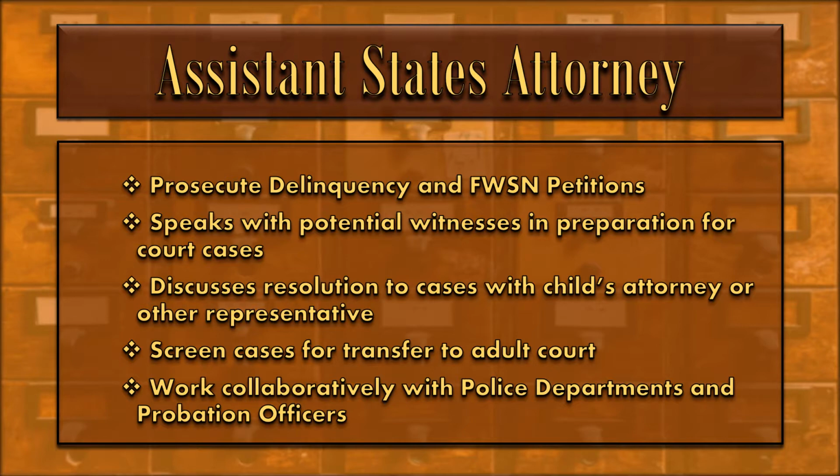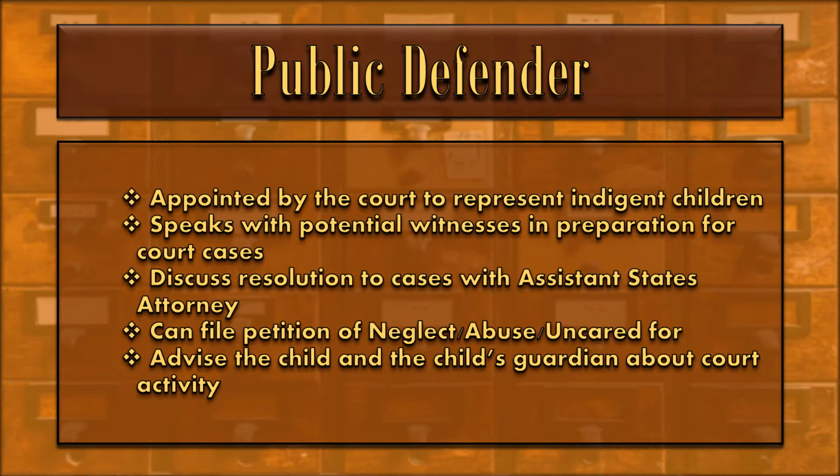Assistant State's Attorneys prosecute delinquency and FWSN petitions, speak with potential witnesses in preparation for court cases, discuss resolution to cases with the child's attorney or other representative, screen cases for transfer to adult court, and work collaboratively with police departments and probation officers. Public defenders are attorneys appointed by the court to represent indigent children, speak with potential witnesses in preparation for court cases, and discuss resolution to cases with the Assistant State's Attorney.